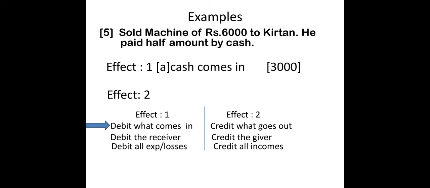So we can write cash comes in 3,000. And at the same time, student, we are not receiving rupees 3,000.